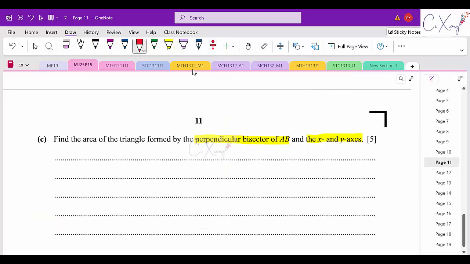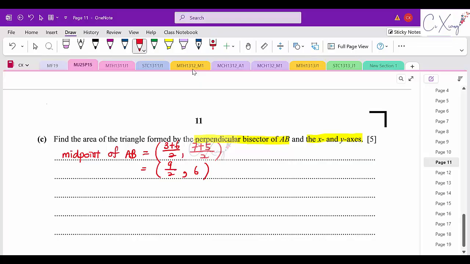So first of all, let's get the equation of the perpendicular bisector. Before that, we need to find the midpoint first, because the midpoint is the passing point of the perpendicular bisector. So the x coordinate is 3 plus 6, divided by 2. Then the y coordinate is 7 plus 5, divided by 2. And we get the midpoint, which is 9 over 2 and 6.